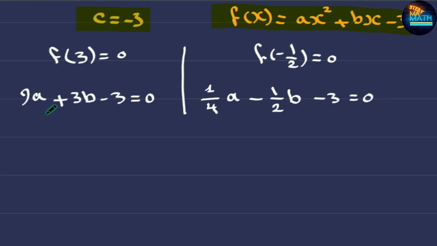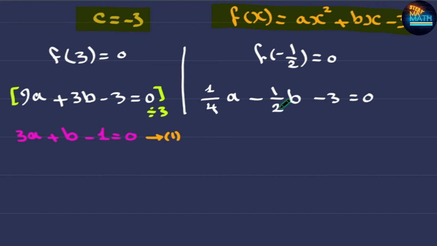Here on the left-hand side, 9a plus 3b minus 3 is equal to 0. Just to simplify the equation, you can divide by 3, because all the coefficients are divisible by 3. So 9a divided by 3 is 3a, plus 3b divided by 3 is b, minus 3 divided by 3 is negative 1, and 0 divided by 3 is 0. And we can name that equation number 1.